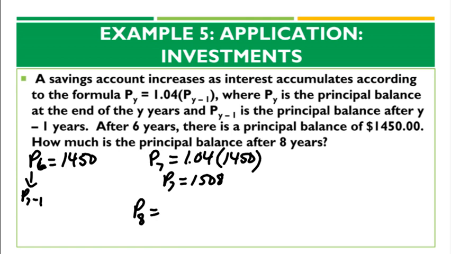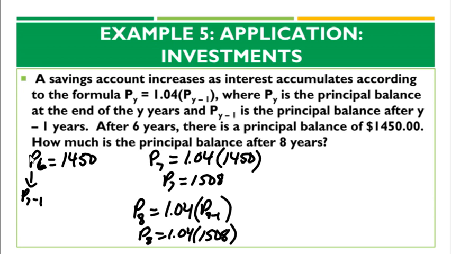So now, what is the principal balance after 8 years? So now I have 1.04 times P of 8 minus 1. The principal of 8 minus 1 is really your 7. So I'm just going to substitute 1.04 times $1,508, and we get a total of $1,568.32 as the balance after 8 years.